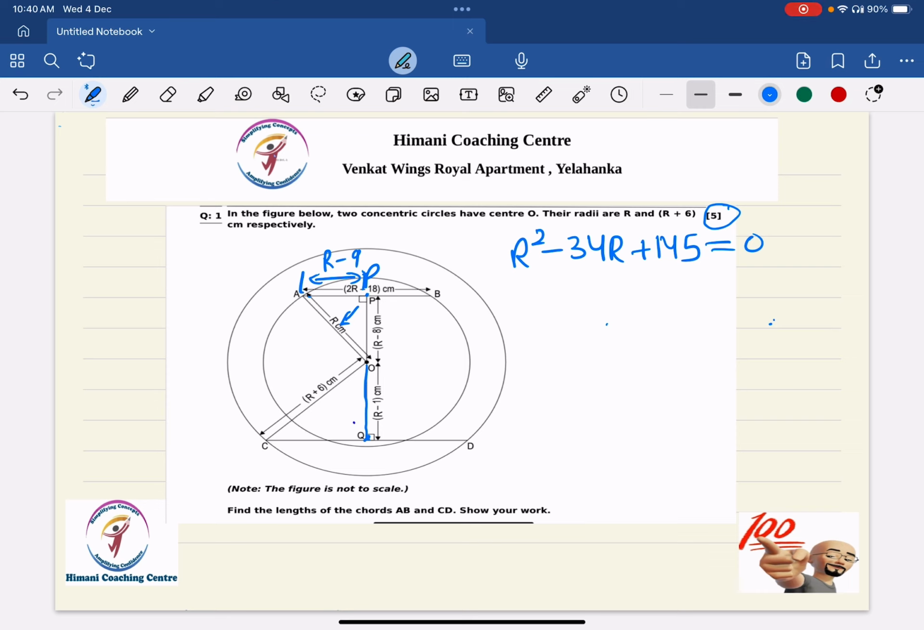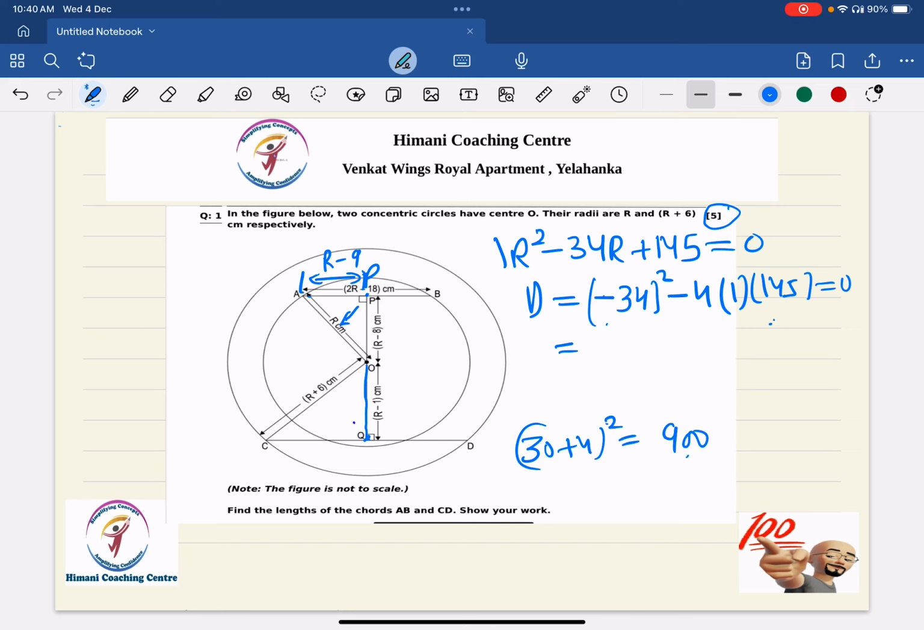So d, which is equal to b square. What is b here? Minus 34 squared minus 4 times 1, because a is 1, times c, which is 145. Now minus squared is a plus, so this will become plus, and 34 square. You can just write it as 30 plus 4 whole square. So 30 square is a 900, 4 square is a 16, 2 times 4 is 8, times 30 is 240, and this is how you can do it faster.